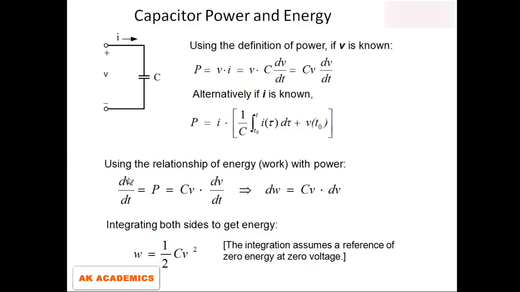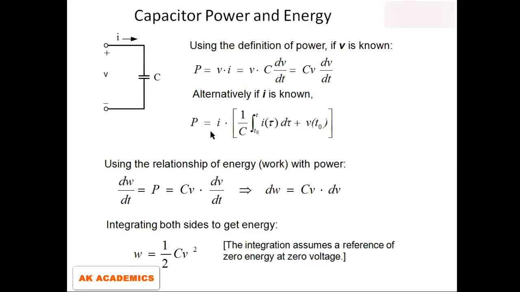We can say that dW/dt is equal to CV dV/dt. So the dt and dt can cancel out, and you have dW equal to CV dV. If you integrate both sides, everything becomes very easy. You eliminate the d and have W, to find our energy. W becomes half CV squared. So the energy stored in the capacitor can be found using W equals half CV squared.